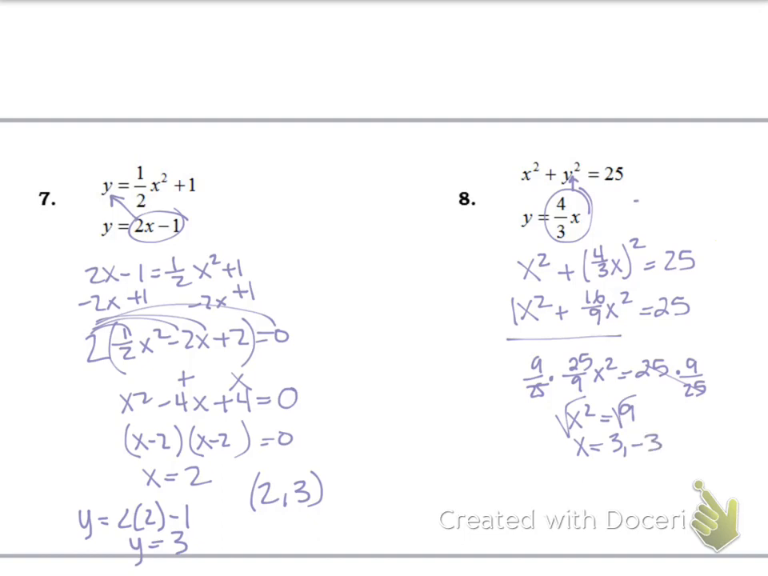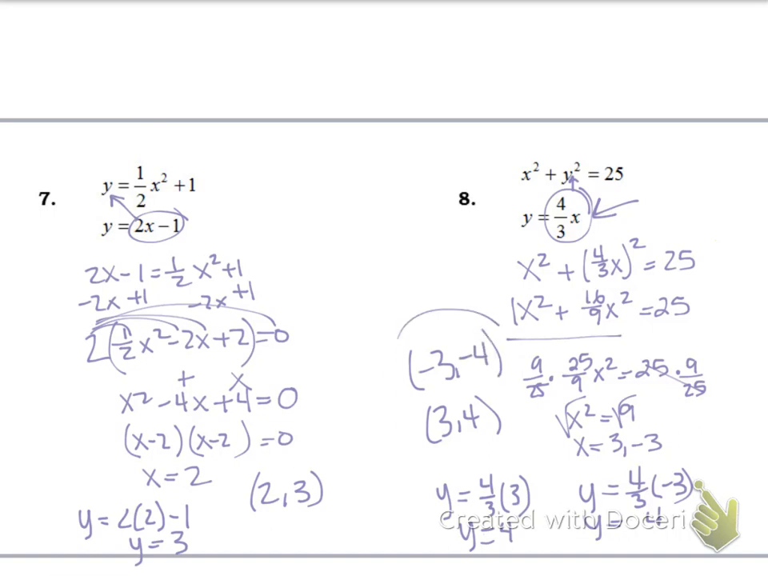I'm going to plug it into this one because there's not as much solving that needs to be done. So if I plug 3 in, I'm going to get 4. So 3, 4. If I plug negative 3 in, I'm going to get negative 4. So negative 3, negative 4.